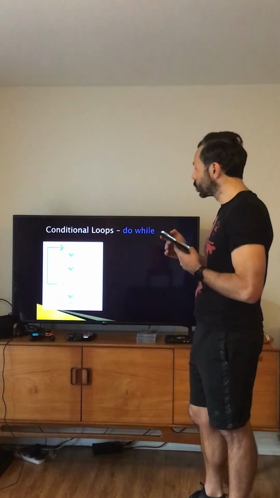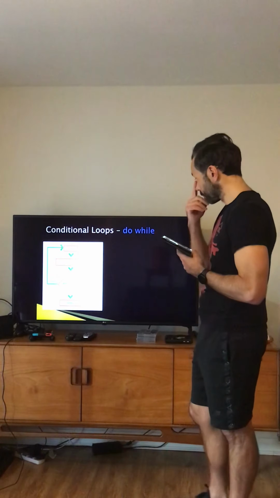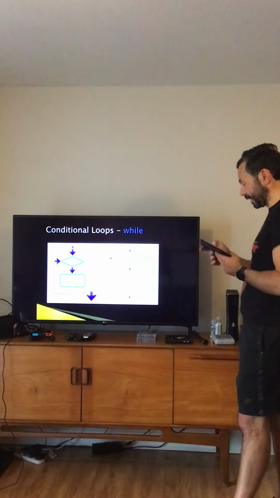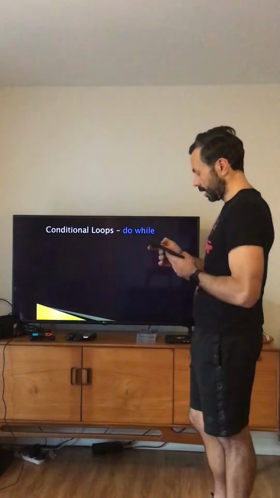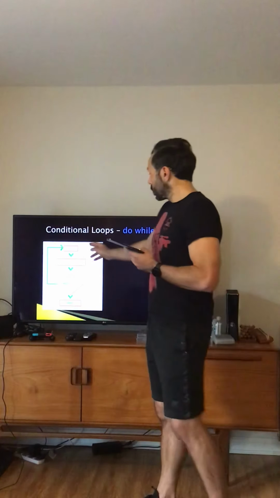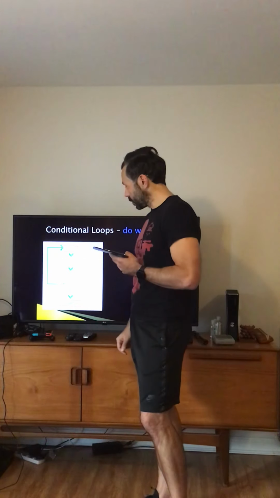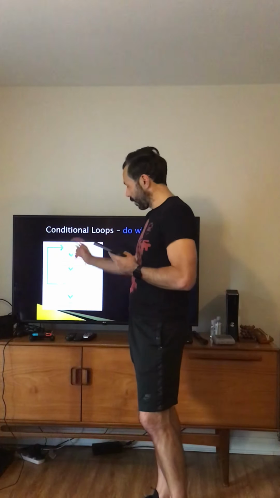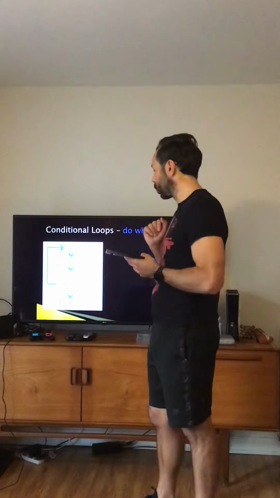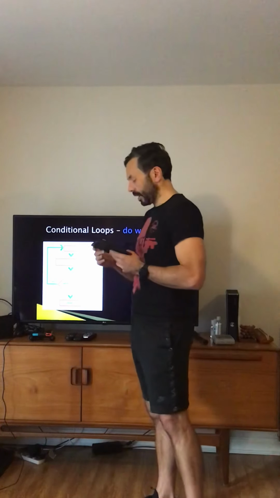Great, so here's the do while. Notice the slight difference in the structure. So do, it'll execute the code, it'll get to the end, and then it'll evaluate whether the condition is true. If the condition is true, it'll go around it again. So it's always executed once until the condition is false, and then it'll exit that.